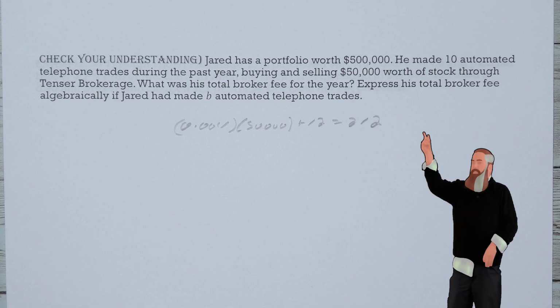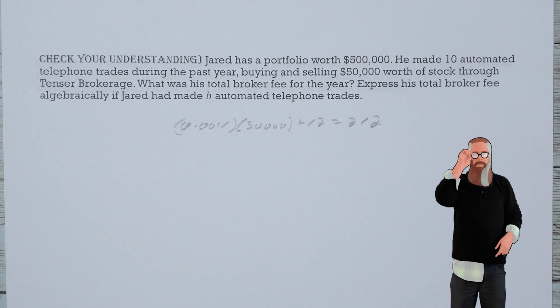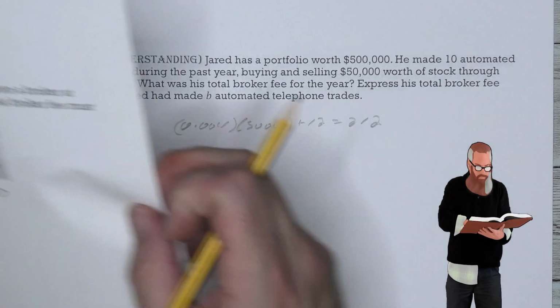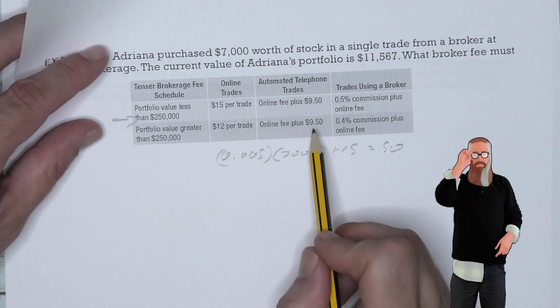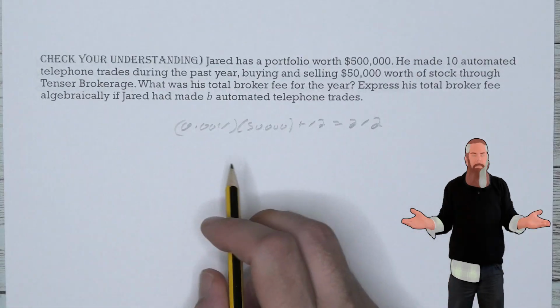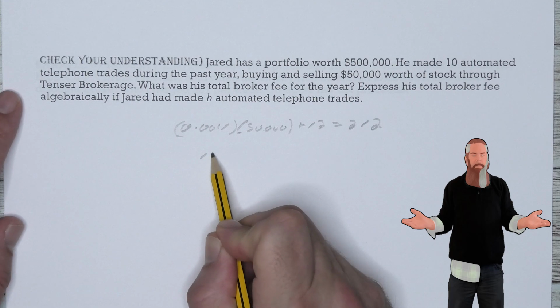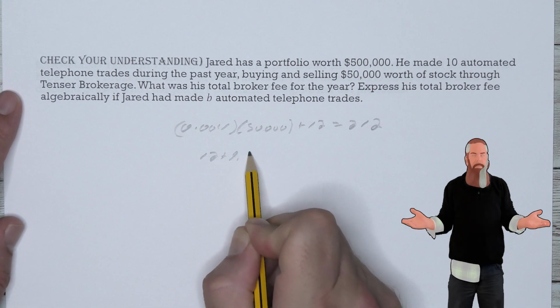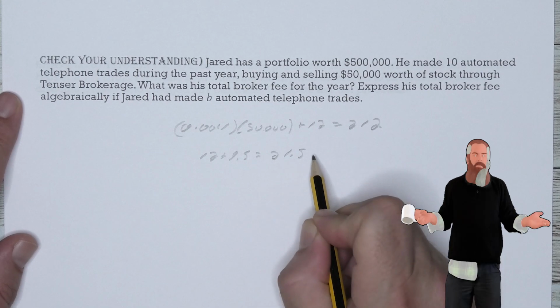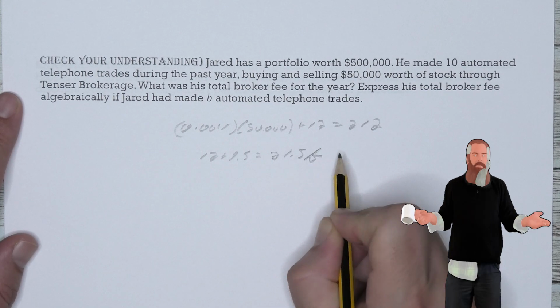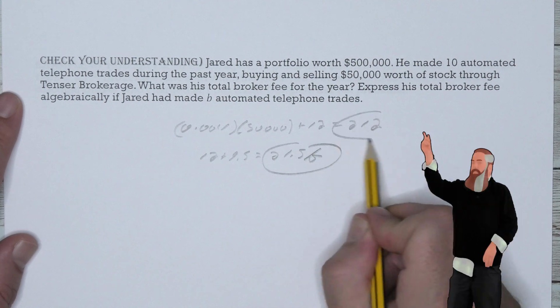Now, the second question asks if he made B automated telephone trades. So it's important to realize that it's $12 per trade, but there's an additional fee of $9.50 when these are done automated. So 12 plus 9.5 is going to give us $21.50 per trade for B automated trades.